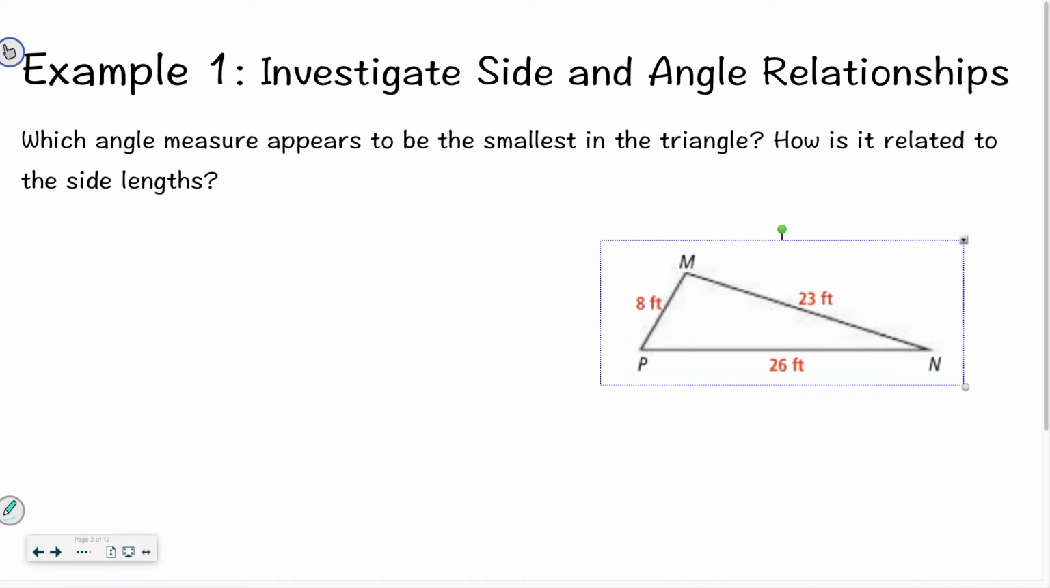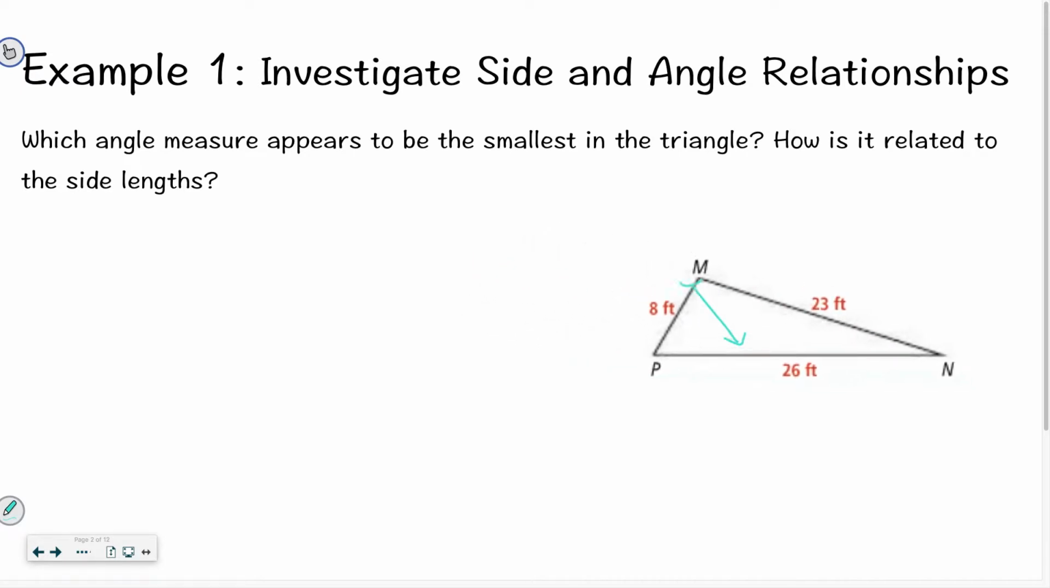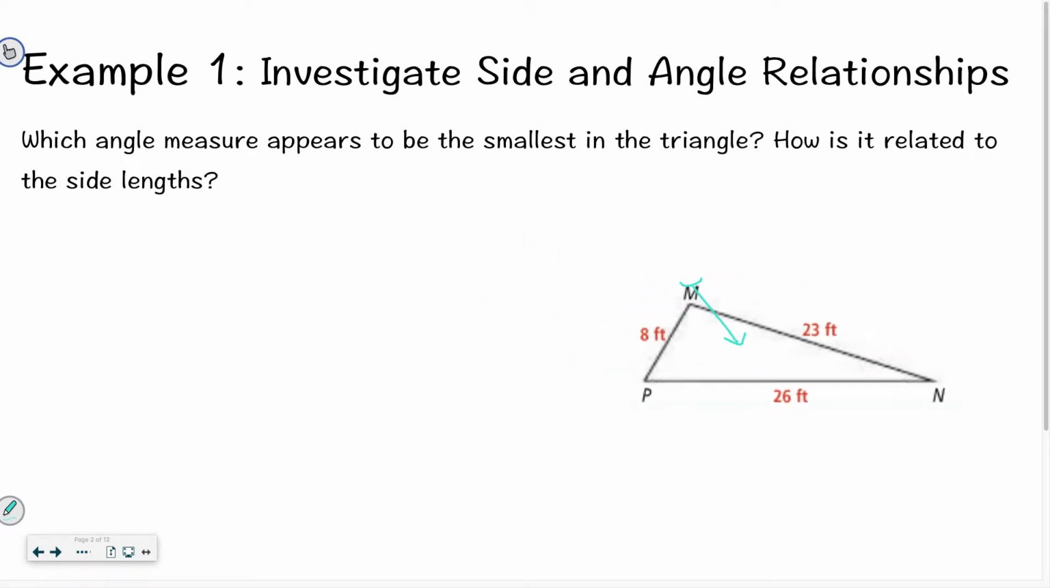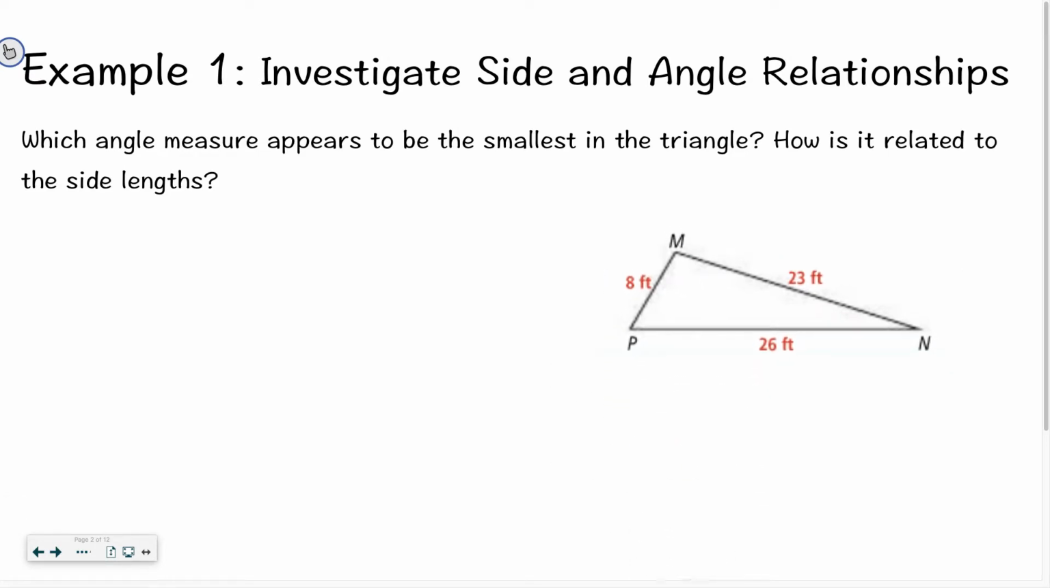Another thing we could say is the largest angle would be opposite the largest side. Okay, so that is something that is always true in a triangle. The largest side is opposite the largest angle. The largest angle is opposite the largest side. Same thing goes for the smallest sides and angles.